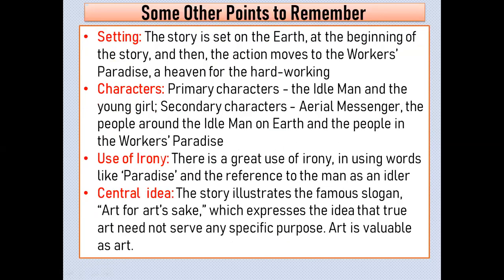So some other points that we can remember in the story. Very quickly, the setting. The story is set on the earth at the beginning, and then the action moves to the workers' paradise, which is a heaven for the hardworking. Then coming to the characters, there are two primary characters, the idle man and the young girl. And we also have many secondary characters like the aerial messenger, the people around the idle man on earth, and the people in the workers' paradise.